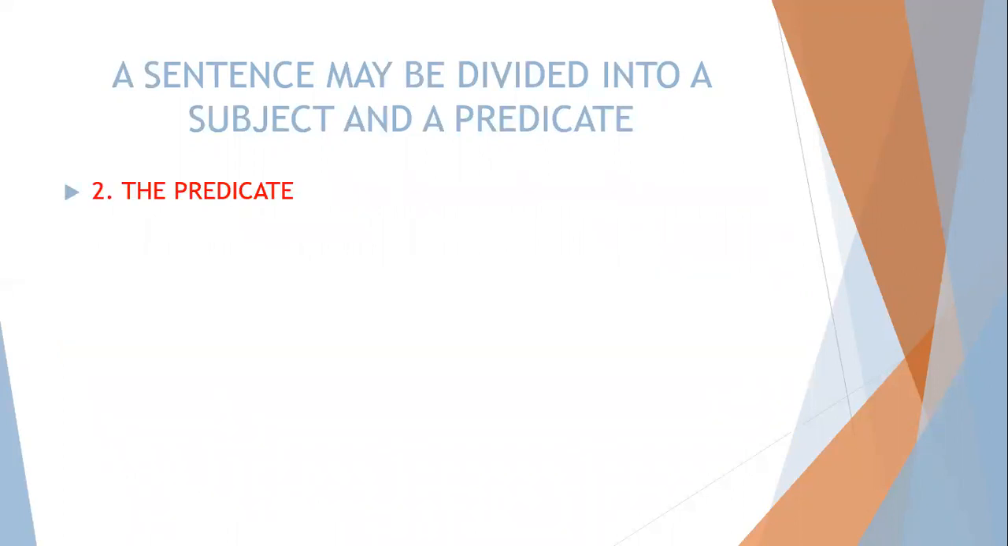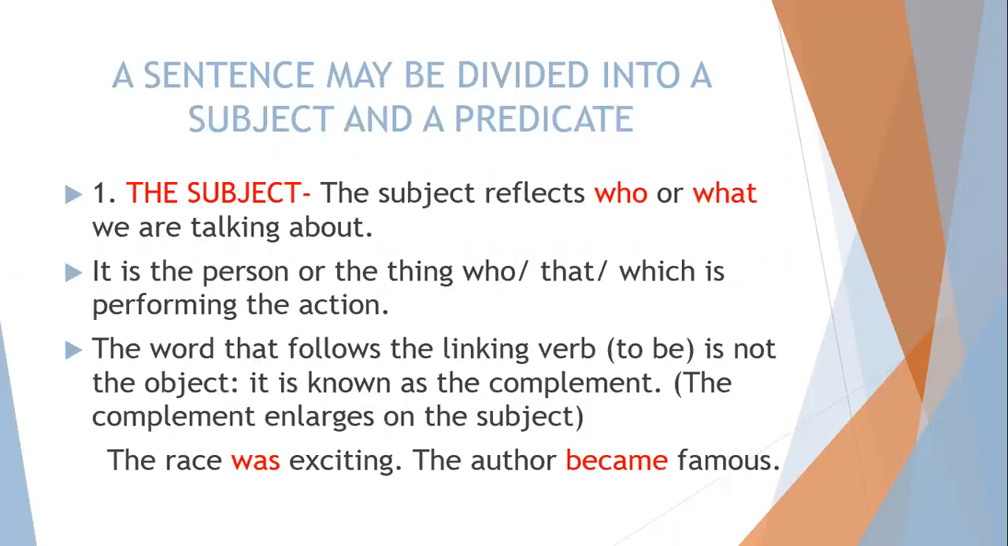All right, then your predicate. The predicate is the rest of the sentence. That's quite easy. Find your subject and you'll find your predicate. So let's go back here. The race was exciting. What is our subject? The race. Then we know that was exciting is your predicate.